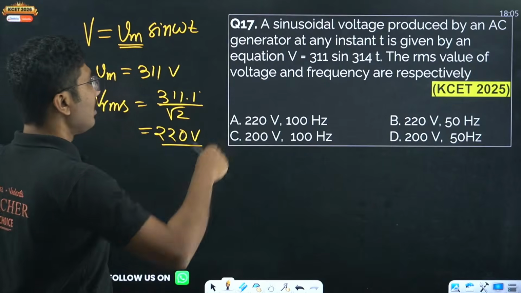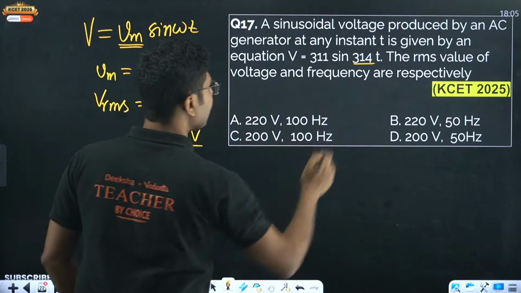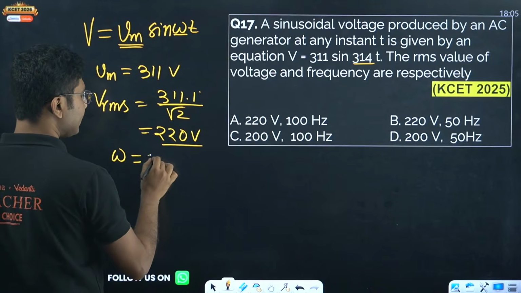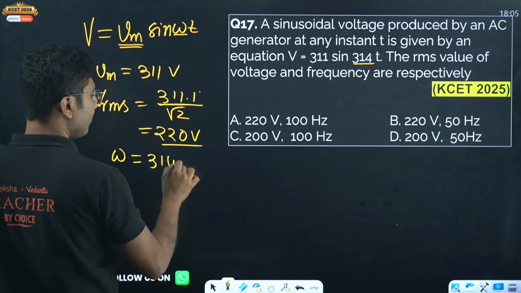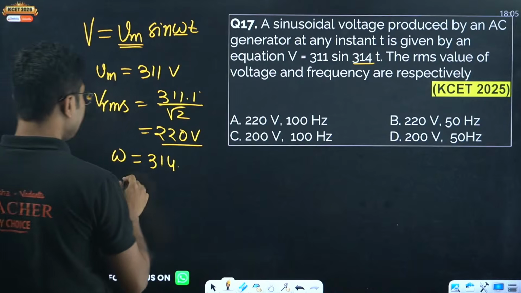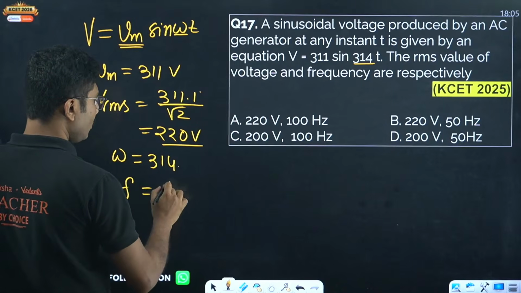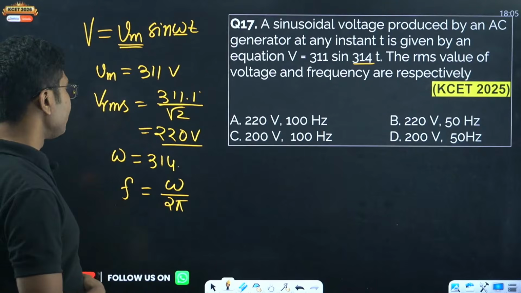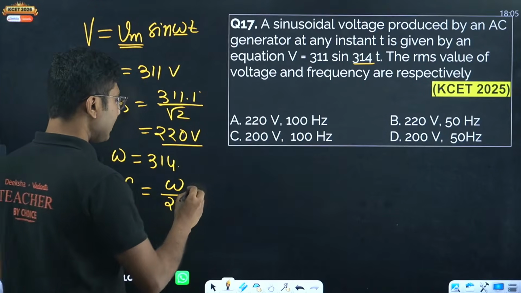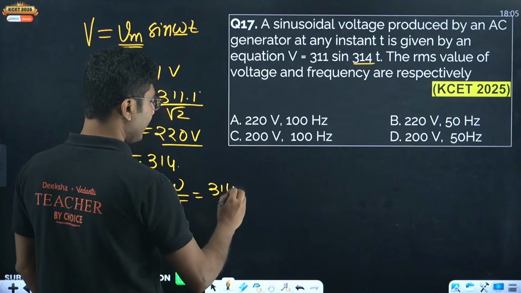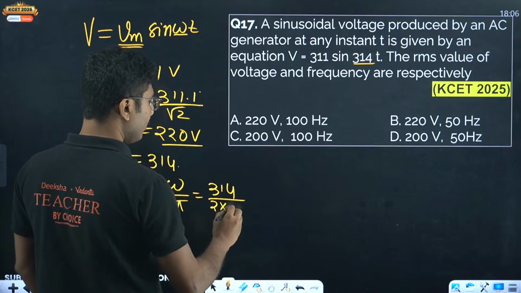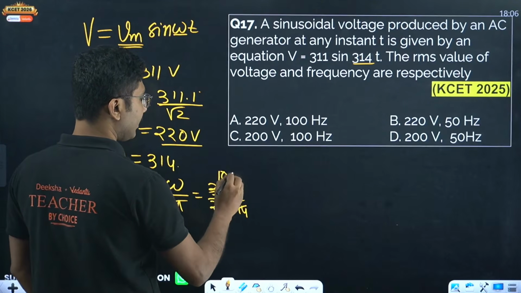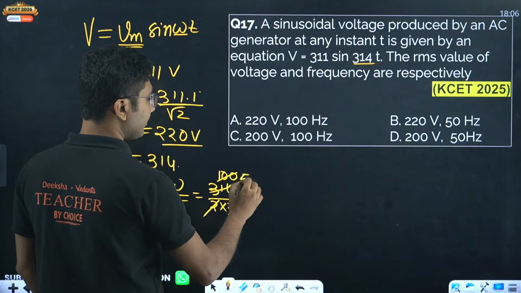And what about the frequency? For frequency we have to check this. From here the angular frequency is given by 314. So what is the frequency? Omega equals 2 pi f, so frequency is omega divided by 2 pi, that is 314 divided by 2 into 3.14. 3.14 cancels, you get 100. So 2 and 100 cancels, you get 50 hertz.